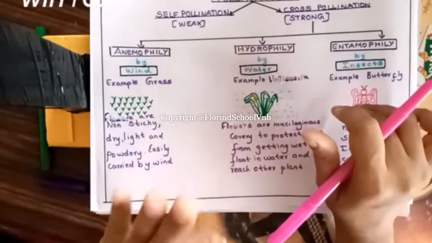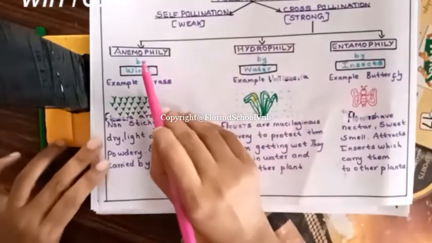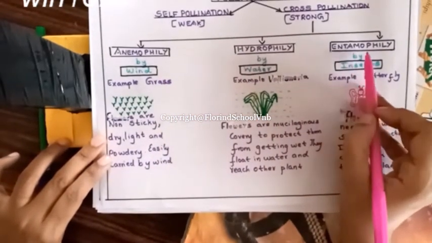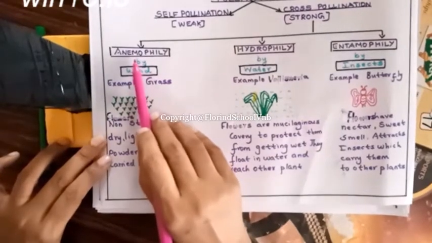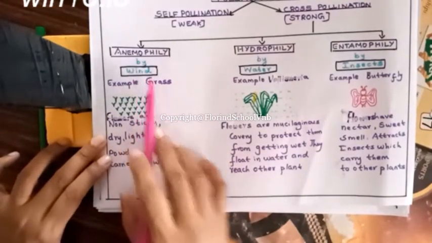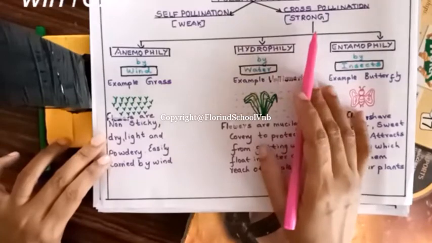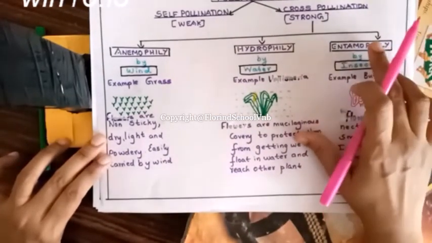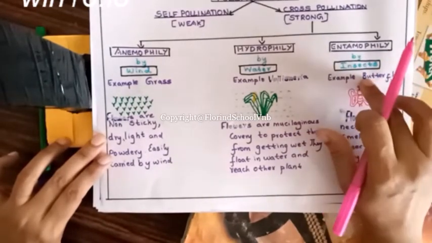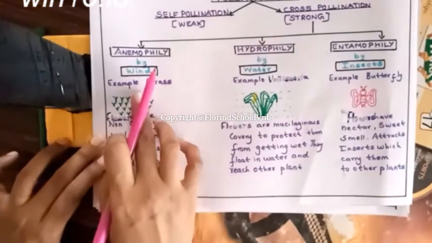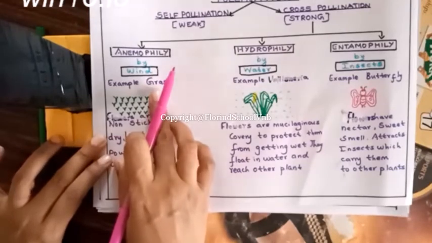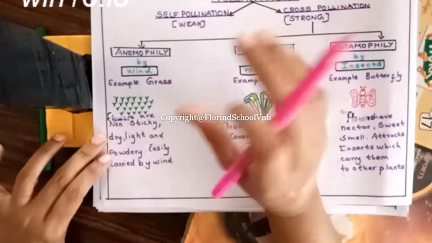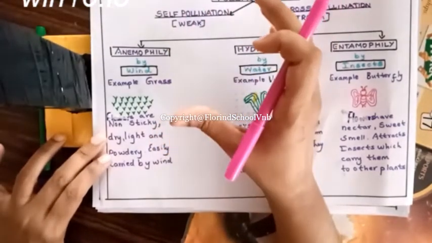There are three types of cross-pollination. Anemophily, hydrophily, entomophily. Anemophily is cross-pollination by wind. Hydrophily is cross-pollination by water. Entomophily is cross-pollination by insects. Now, the flowers of the grass contain andrecium and gynecium.